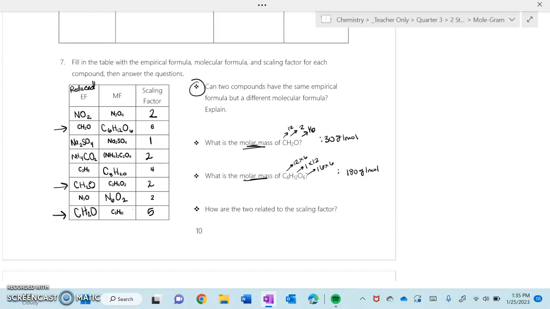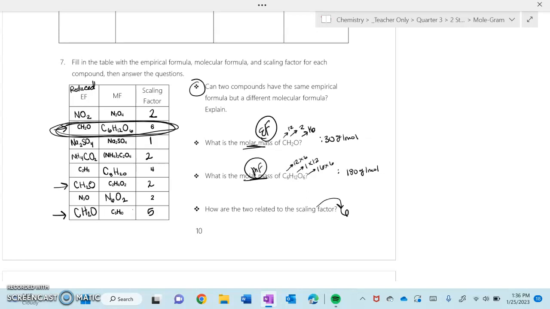If you're not sure if I'm going too fast, take your time and break it down, pause the video, and then check. So how are these two related to this scaling factor? What's their scaling factor? Well, if my empirical formula is 30 molar mass and my molecular formula is 180 molar mass, they are related by a factor of 6. So it would be exactly like this row right here, that we have 6 times as many of each element. So it makes sense our molar mass is going to be 6 times that. So our scale factor is 6 here.